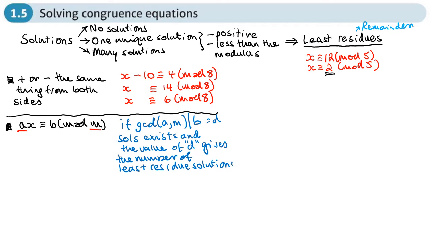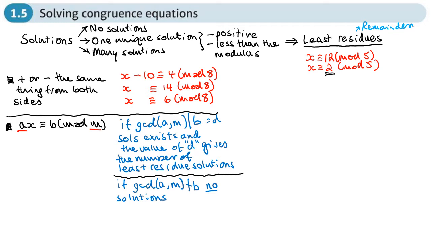However, if the greatest common divisor of a and m does not divide b, then there are no solutions. So we can use that as a check to see whether an equation has solutions or not, and if it does have solutions, how many there are.